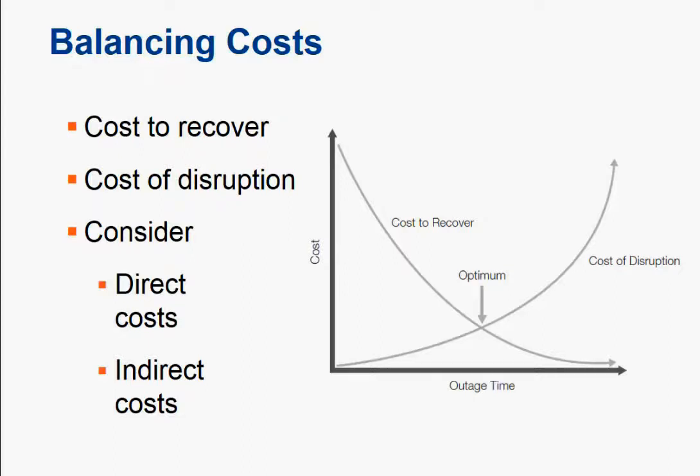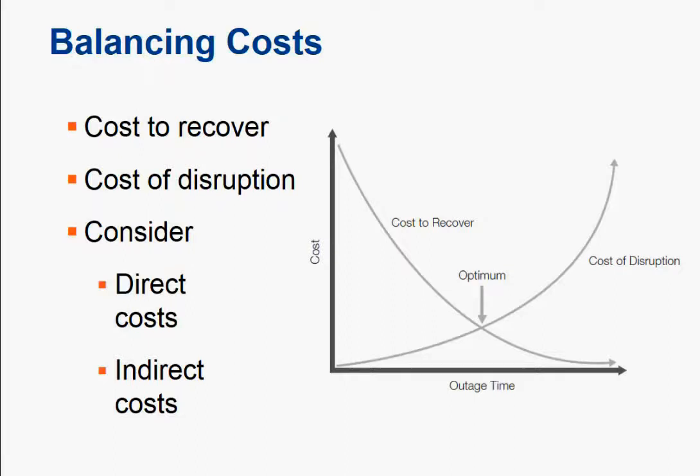Okay, so balancing the cost to recover and the cost of disruption, you may want to consider the direct cost and the indirect cost. You're saying, well, okay, what's a direct cost and what's an indirect cost? So let's take, for instance, the business impact analysis as it relates to cost.